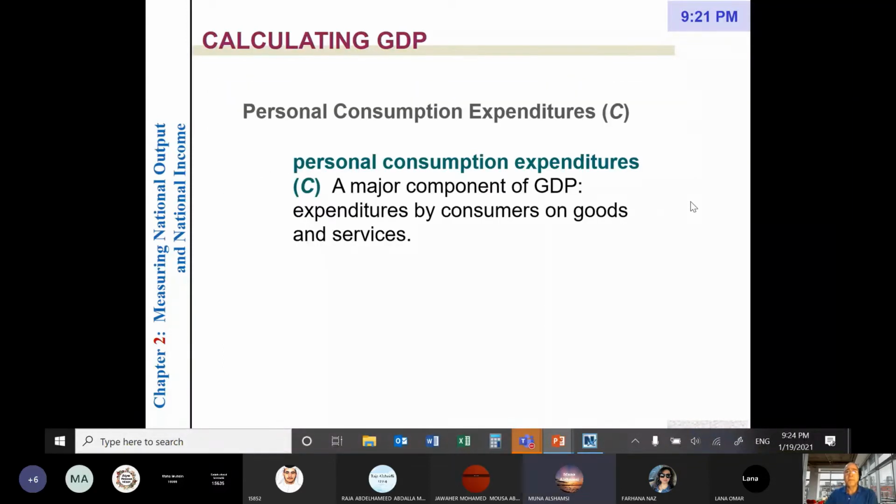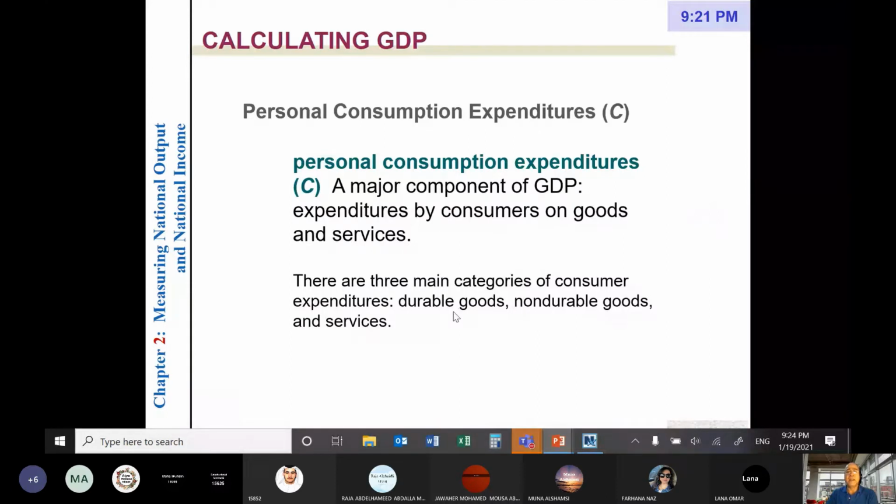So if you go to personal consumption expenditures, a major component of GDP, expenditures by consumers on goods and services. Okay. So the first biggest component of aggregate expenditure is called consumption by families. It seems to be most of our production going to consumer goods. Consumption can be categorized into three components: durable goods such as refrigerators, non-durable goods such as food, and services such as education and medical care.